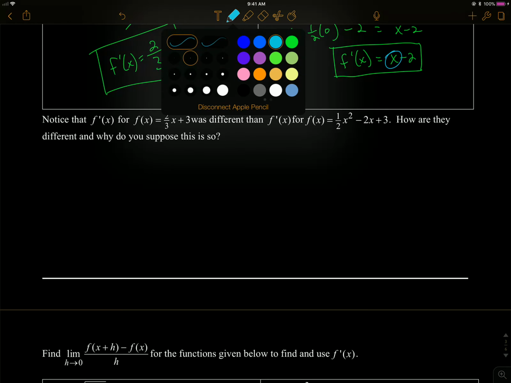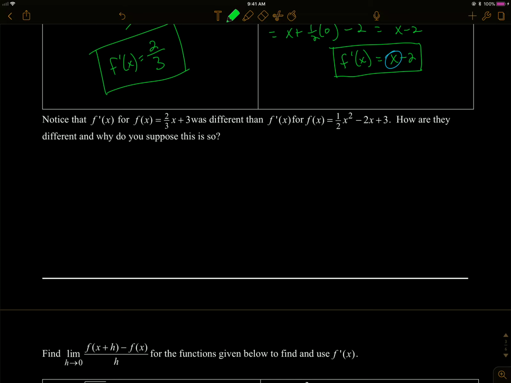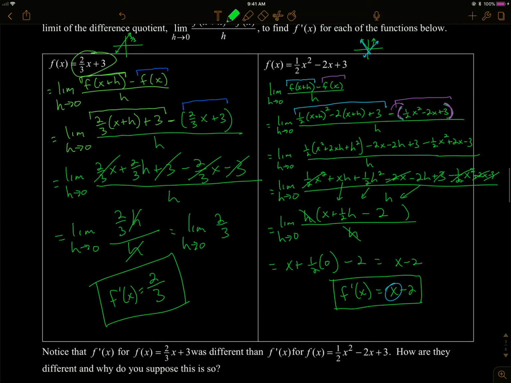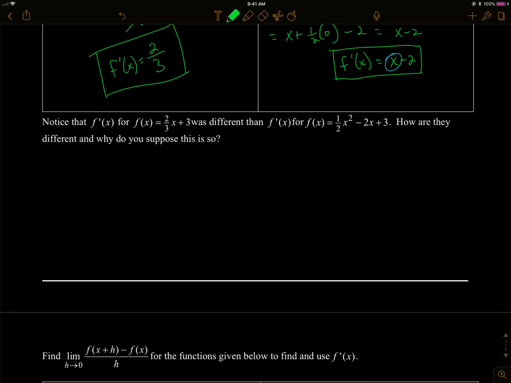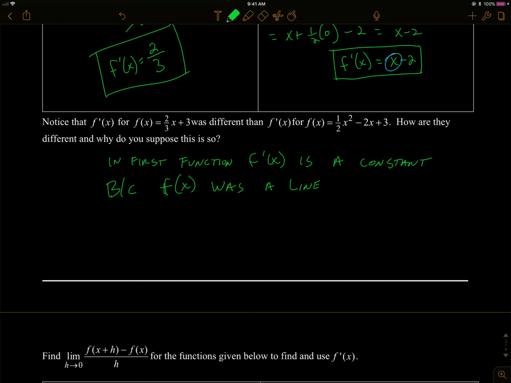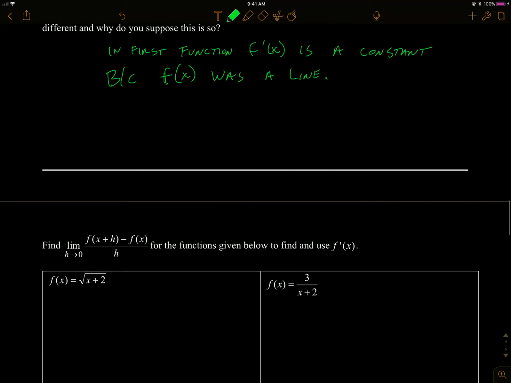So how do I want to write that out? I don't want to write all that out. If we were just to summarize it, we would just say, well, in the first function, too bad they're both named f, the derivative is a constant because f was a line, and the tangent line to a line is just the line itself. You could say something like that. And so the derivative has to be the slope. So I'm not going to say all that. I would just say that that's sort of the difference of what's going on there.